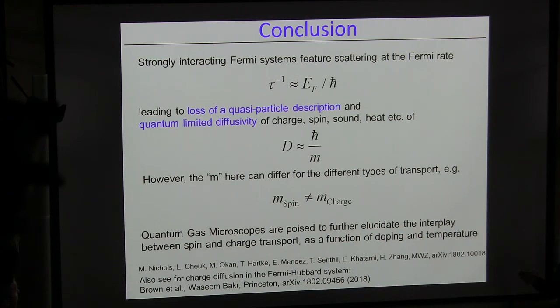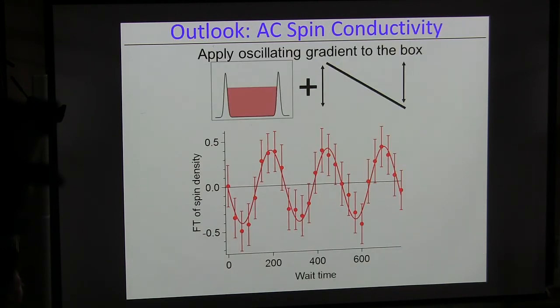To summarize: if you have strong interactions, you get short-lived particles that are no longer actually quasi-particles. The quasi-particle description breaks down. You often get things like a diffusivity that goes like h bar over m, but of course the m can be very different for the different types of transport. And I think these microscopes are very good to measure these transport coefficients.